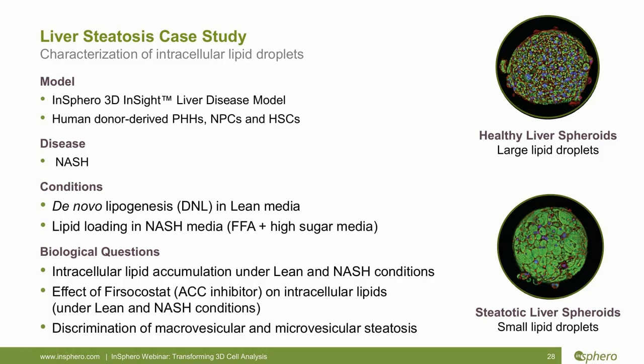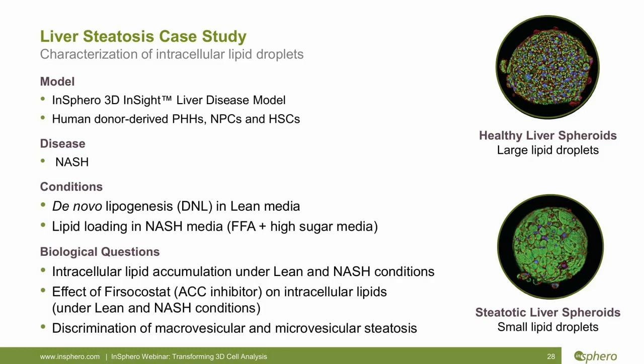To simulate healthy and steatotic liver, the 3D liver model was exposed to two media conditions, either lean or NASH. Under the lean condition, any intracellular lipid accumulation is the result of de novo lipogenesis. The NASH media, however, contains a mixture of free fatty acid in addition to higher levels of glucose and fructose. In this case, the lipid accumulation is primarily a result of free fatty acid uptake.